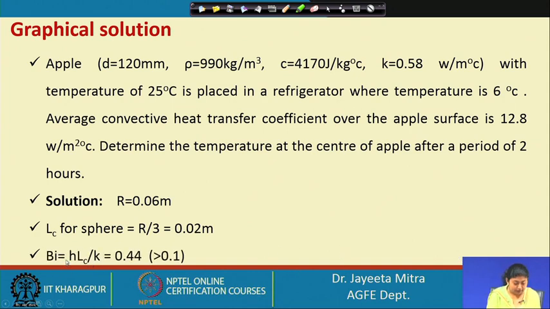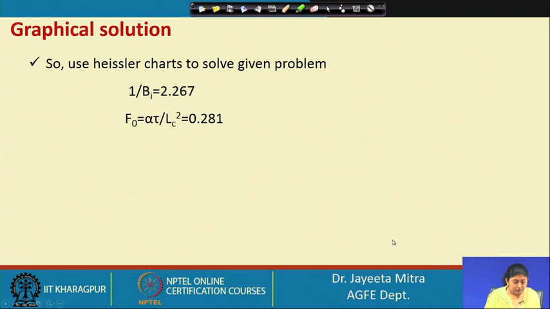Again we will calculate the Biot number, that is h into characteristic dimension L c by k, thermal conductivity. So, that is coming 0.44. So, this is greater than 0.1, that means we should not use the lumped parameter approach. So, we will move on to the graphical solution using the Heisler chart.